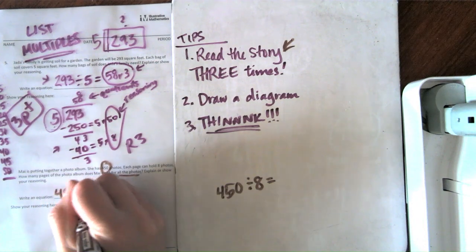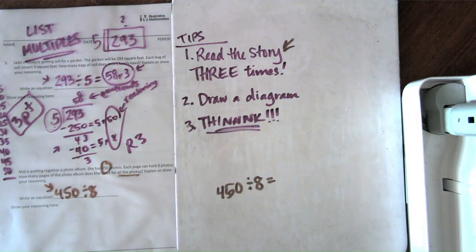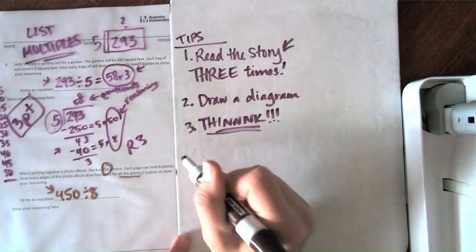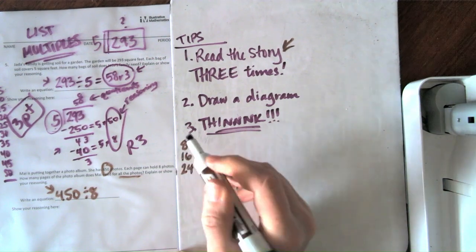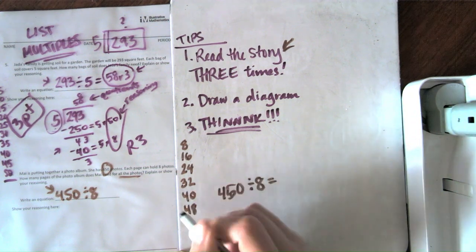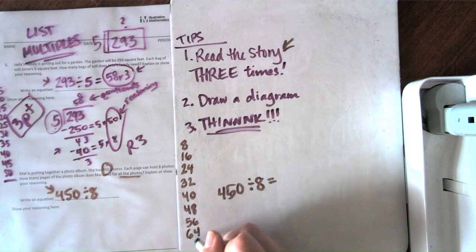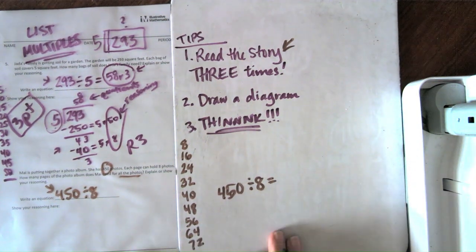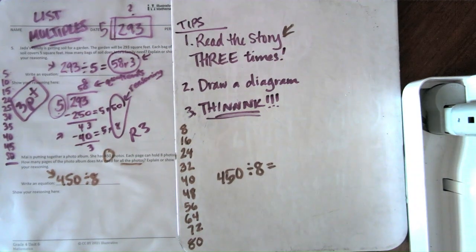So 450 divided by 8. There's my point for my equation right there. 450 divided by 8. First thing I'm going to do over here is I'm going to make a list of multiples. 8, 16, 24, 32, 40, 48, 56, 64, 72, slide up a little bit, 80. There's my list of 8s.